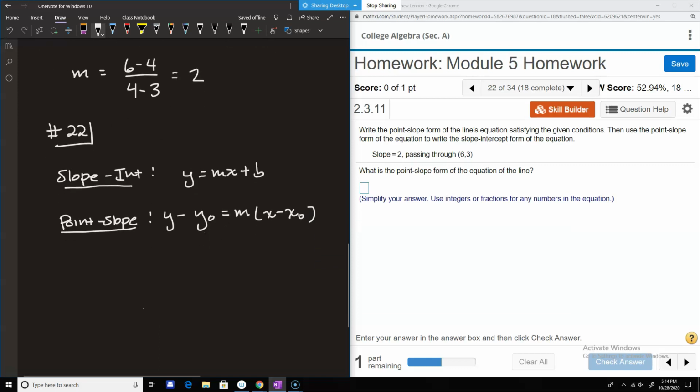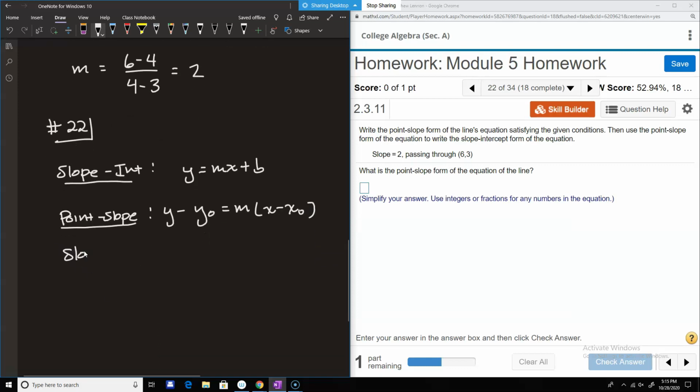So in this one we have slope equals 2 and passes through 6 comma 3. So we have y minus 3 equals 2 times the quantity x minus 6. So that would be the point slope form right there. You literally just look at what they have, you plug it in, that's it.